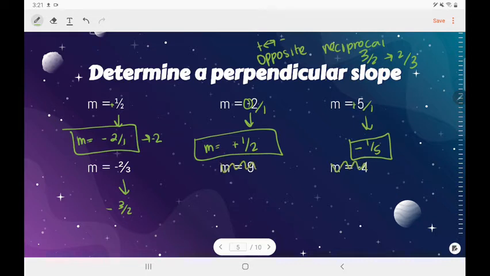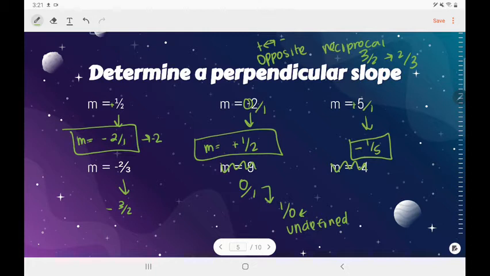One other option that I want you to remember is a slope of 0. Remember 0 over 1, if I had opposite reciprocal, would change to 1 over 0. Remember, if 0 is in the denominator, the slope is actually undefined.